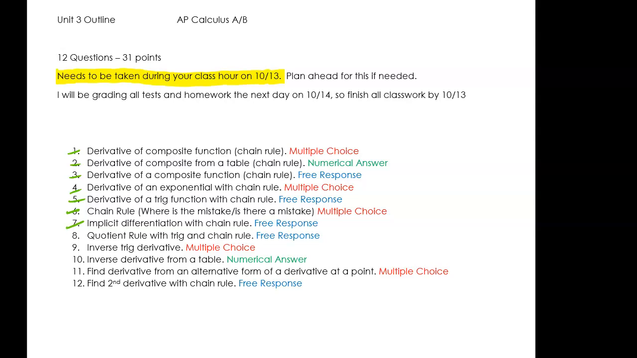Whoa. Quotient rule. We've done a lot of quotient rules. Inverse trig derivative. So number 9 was your section on Wednesday. Maybe yesterday. This week has been an absolute blur. I think Wednesday, because Wednesday was the day I had to try to fit 2 lessons into one.